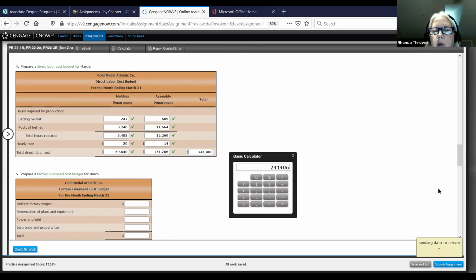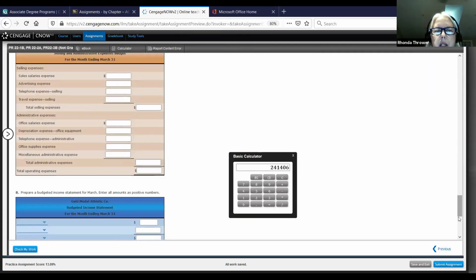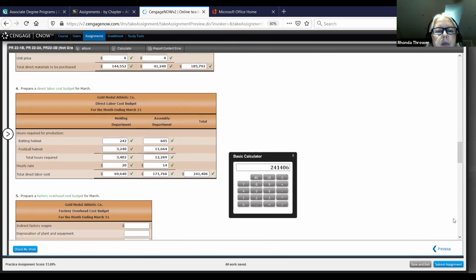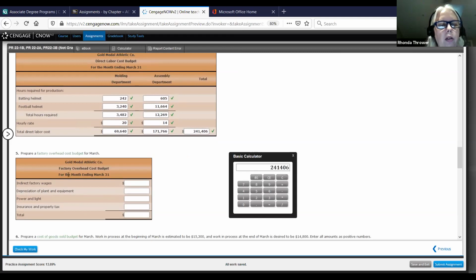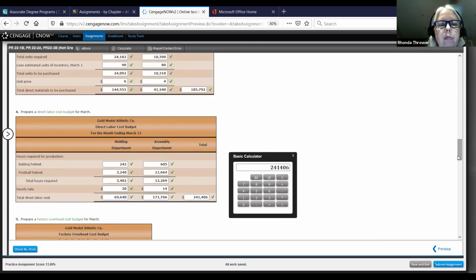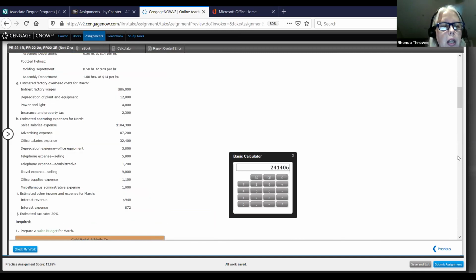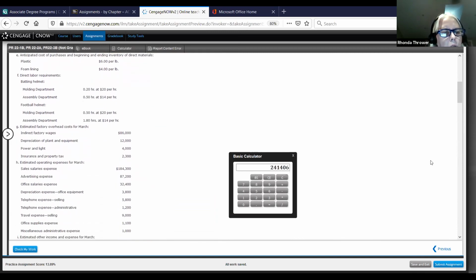And again, I'm going to check my work because this budget is going to feed into some other budgets. So the total amount of the direct labor cost is this amount that they're estimating for this period of time. The next budget is the factory overhead budget. We're going to start with our indirect factory wages. And the factory overhead costs are all given to you. You don't have to do any calculations. You just need to be able to write them down.